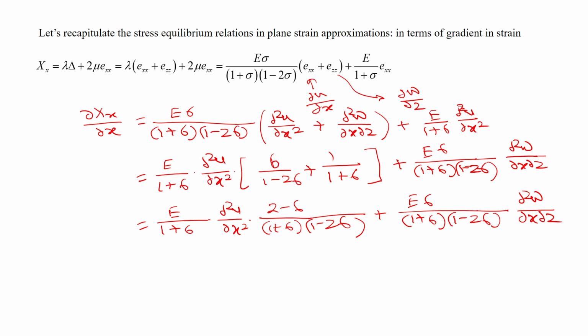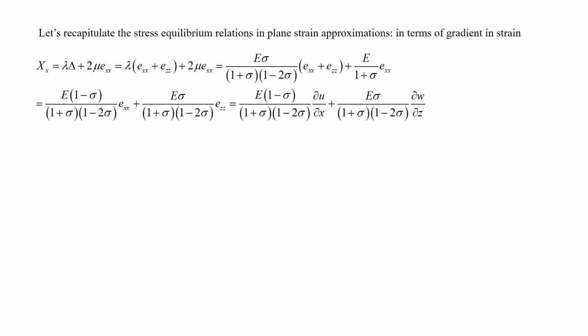Sigma by 1 plus sigma by 1 minus 2 sigma, and this is E by 1 plus sigma. So it is sigma by 1 minus 2 sigma. So here finally it comes out to be E sigma into 1 minus, it is 1 plus sigma 1 minus 2 sigma, so 1 minus sigma. So it is sigma here. So it will come out to be 1 minus sigma.